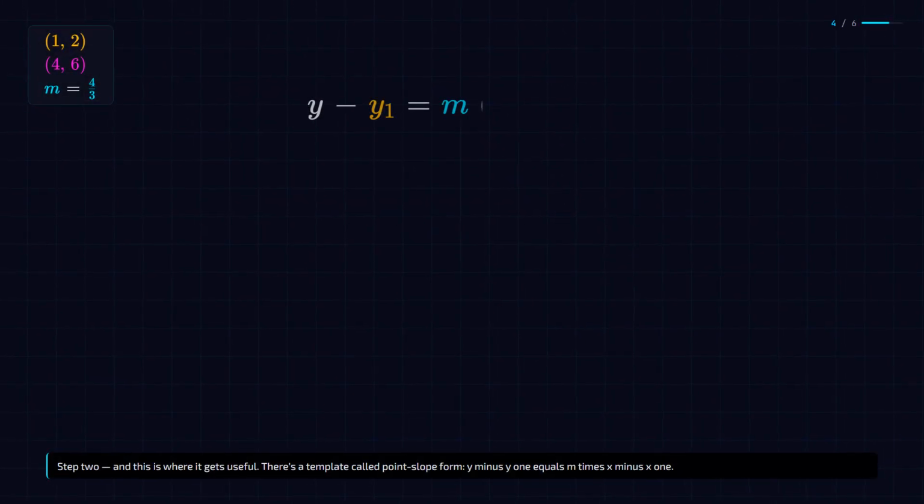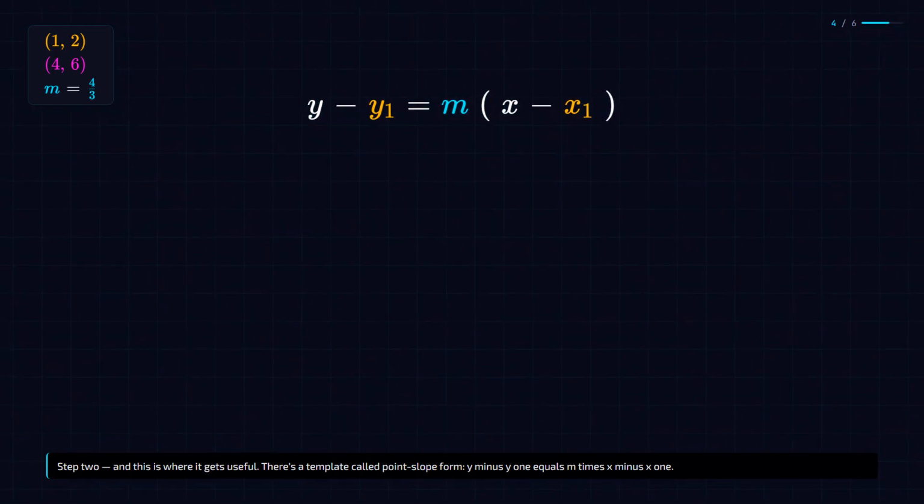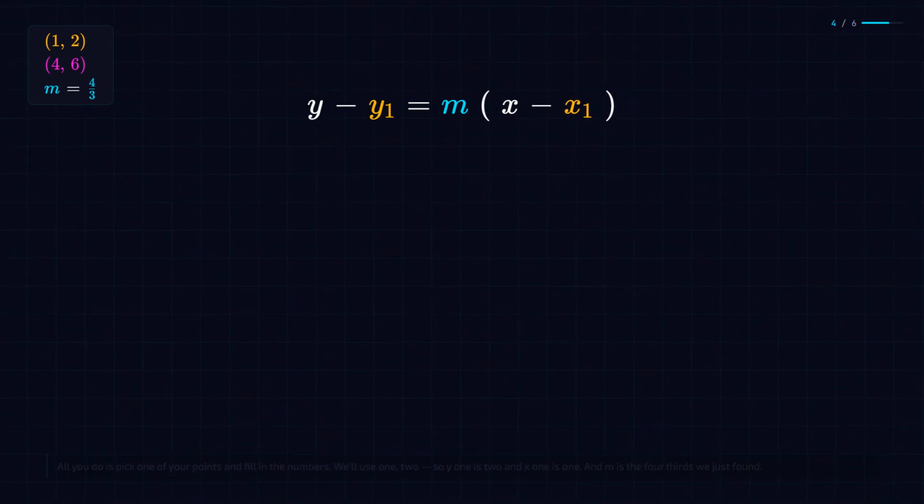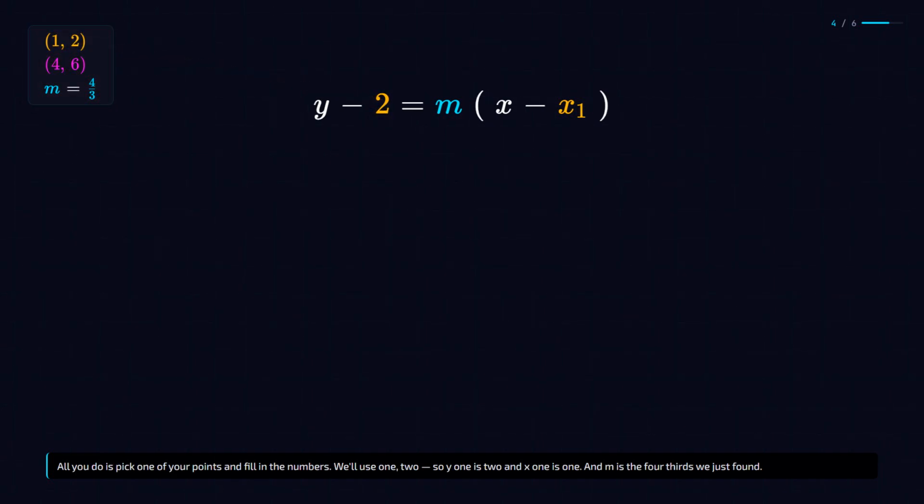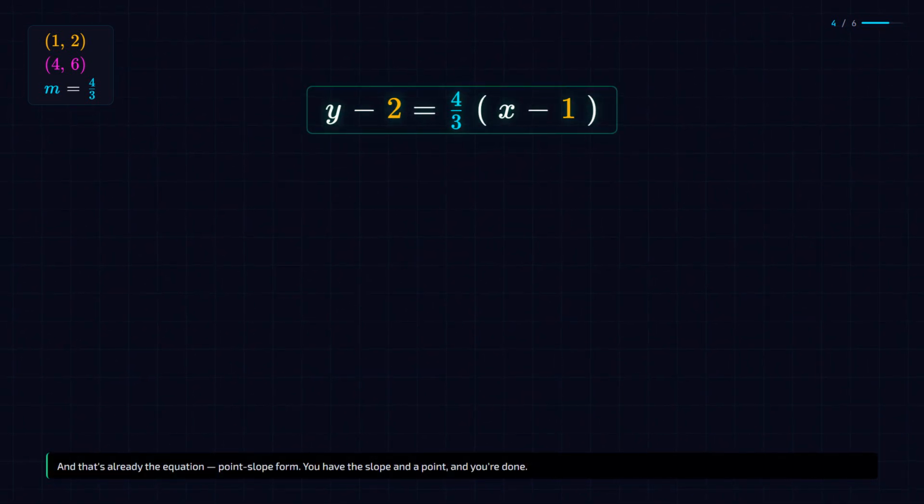Step 2, and this is where it gets useful. There's a template called point-slope form. y minus y1 equals m times x minus x1. All you do is pick one of your points and fill in the numbers. We'll use (1, 2). So y1 is 2 and x1 is 1. And m is the 4/3 we just found. And that's already the equation, point-slope form. You have the slope and a point, and you're done.